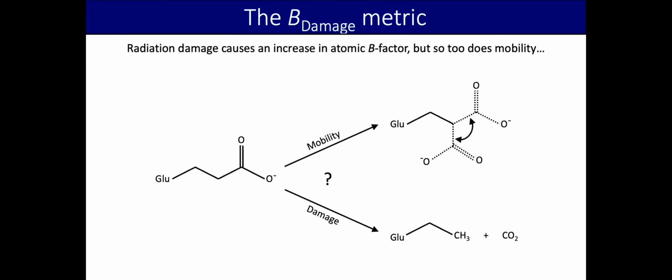And all of the specific radiation damage artifacts that I introduced a few slides ago cause the affected atoms to move, and so therefore they cause an increase in B factor value. But there are lots of other variables that also affect B factor values, and one of the main ones is structural mobility. So if we just look at B factor values alone, it's not possible to tell whether the atom in question, if it has a high B factor value, is mobile or whether it's been damaged.